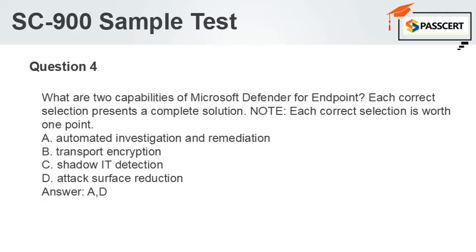Question 4. What are two capabilities of Microsoft Defender for Endpoint? Each correct selection presents a complete solution. Note: each correct selection is worth 1 point. A. Automated investigation and remediation. B. Transport encryption. C. Shadow IT detection. D. Attack surface reduction. Answer: A, D.